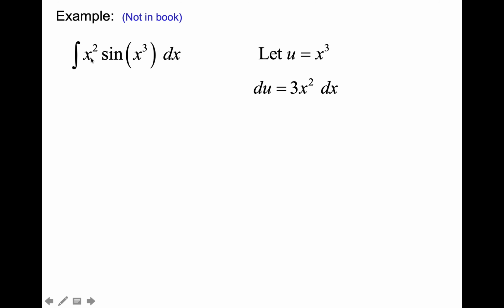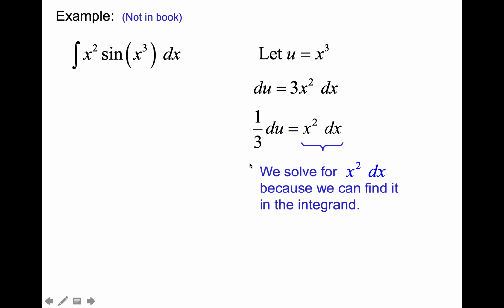Notice I have an x squared dx, but I don't have a 3. So I'm going to divide both sides by 3. I want to have x squared dx, because that's what I see right here, and we can change the order of multiplication. Now I'm going to replace the x squared dx with a 1/3 du, and replace the x cubed with a u.